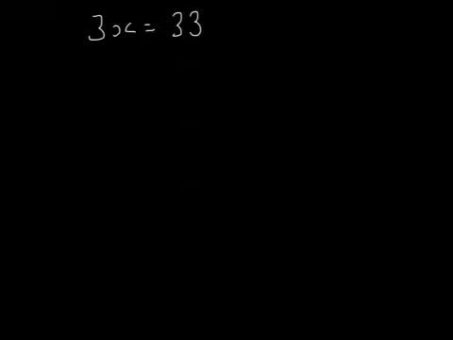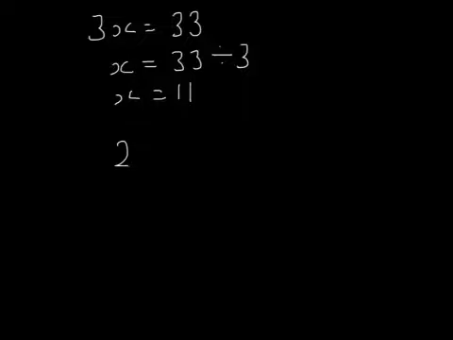Let's think about another equation, 3x equals 33. That means that x is multiplied by 3 to make 33. So x is 33, and then we do the inverse of multiplying. The inverse of multiplying by 3 is to divide by 3. So x equals 11. Let's go back to that other equation, which was 2 to the power x equals 10.